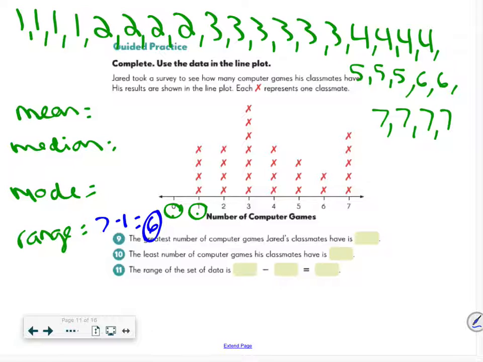Mode's pretty easy, too. It's the one that occurs most often. I can look at my line plot to figure that out because it's the number with the most x's. 3 has the most, so 3 is my mode.